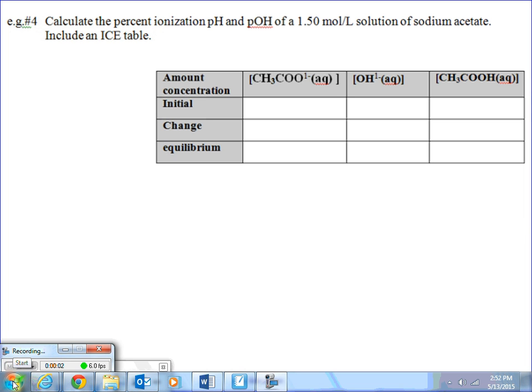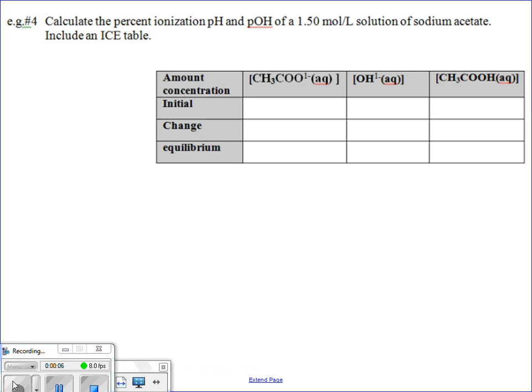Okay, for this question, we're asked to find percent ionization, pH, as well as pOH of a 1.5 mole per liter solution of sodium acetate. So our first step is to figure out our modified Arrhenius.